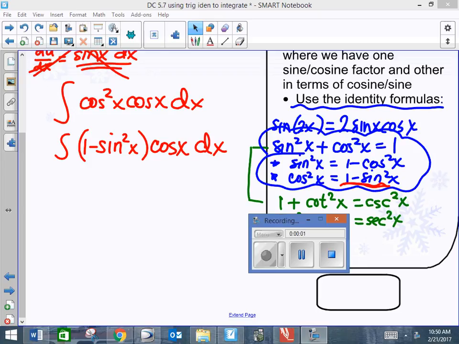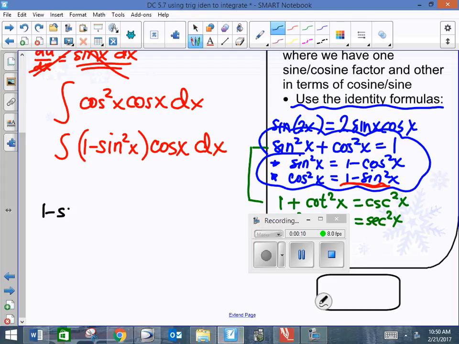Any suggestions about what we want to use for u substitution? Just throw something out there. Yeah? 1 minus sine squared. Okay, that's pretty complex for you. Okay, go ahead and take the derivative of it.